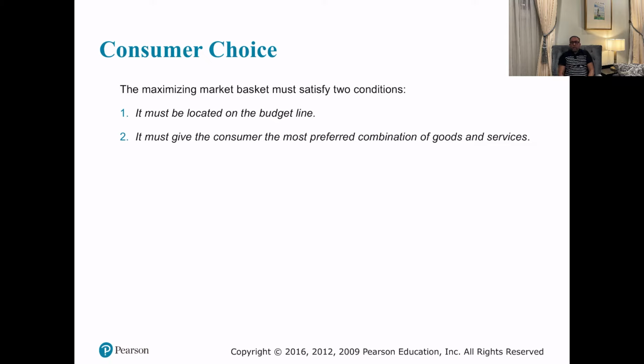So this is the condition under which utility is going to be maximized, or the consumer is going to be maximally satisfied, when two conditions are fulfilled. One, it must be located on the budget line, meaning he is consuming all his budget. The second, it must give the consumer the most preferred combination of goods and services. The most preferred combination is on the indifference curve which is tangent to the budget line. Otherwise, higher is better, but any higher curve is not possible. It's out of budget.